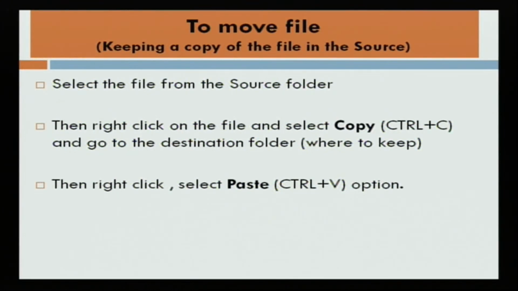The steps are: first, we have to select the particular file from the source folder. Then right click on the file or folder which you want to move and select Copy, or from the keyboard we can use the shortcut key Ctrl+C. Then we go to the destination folder, where we want to move the particular file. Then we right click and select the Paste option. Let us see how to do this.